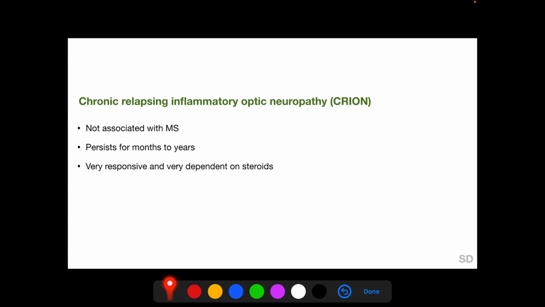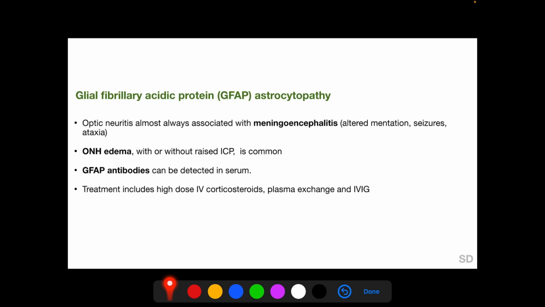CRION or chronic relapsing inflammatory optic neuropathy is another entity, but it is not associated with MS and it persists for months to years. It is very responsive to but also very dependent on steroids, so the episodes are repetitive, remitting and relapsing. Another entity which can manifest with optic neuritis is GFAP astrocytopathy or glial fibrillary acidic protein astrocytopathy.